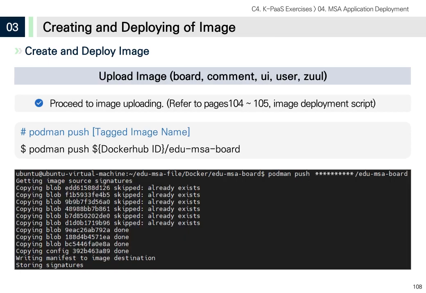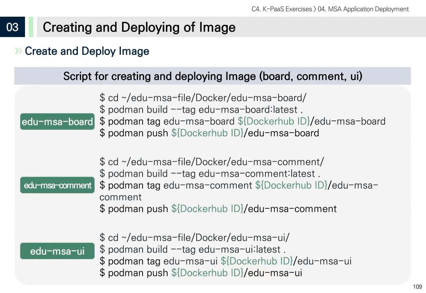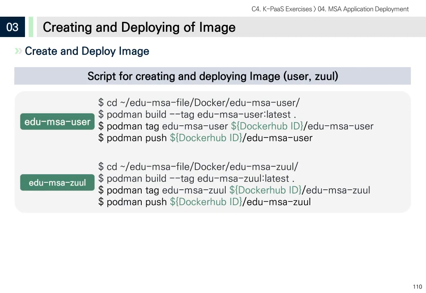Do the same for all 5 APIs. When the image is ready in the local container storage, use the podman push command to push the image to each repository on Docker Hub. The command shown in the textbook is a command to build, tag, and push the board UI project. Refer to the command and process pushing the images. Proceed as follows for the user and Zuul projects. Use the command to build, tag, and push the image.